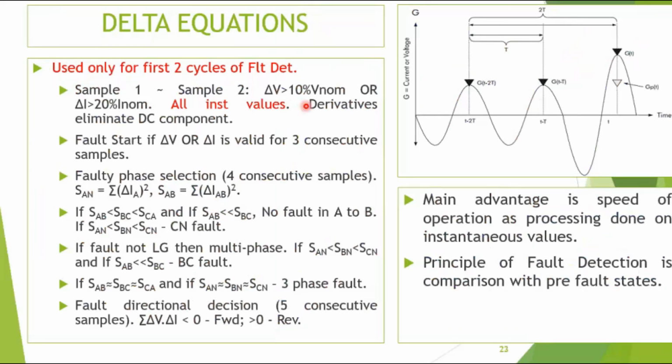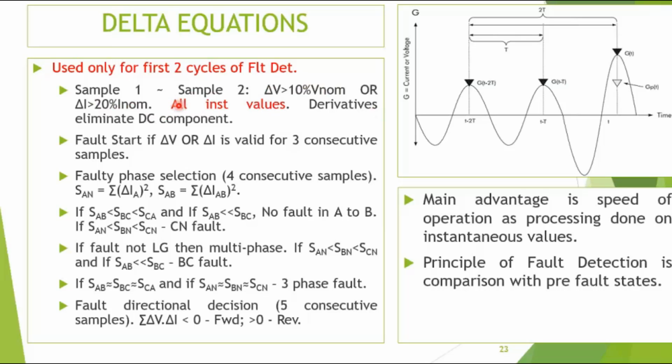But what the modern delta equation says is, you do not wait for all those calculations to happen to understand a fault. You understand a fault using the difference of voltage and the difference of current. If the difference of voltage is more than 10%, and the difference of current is more than 20%, all are instantaneous values. So you do not have the phase angle in the picture. Instantaneous values contain the phase angle inbuilt. A cos omega t, that cos omega t is inbuilt in the instantaneous A.